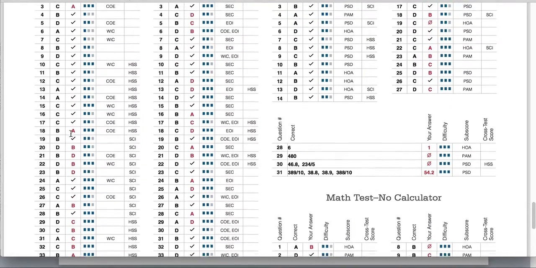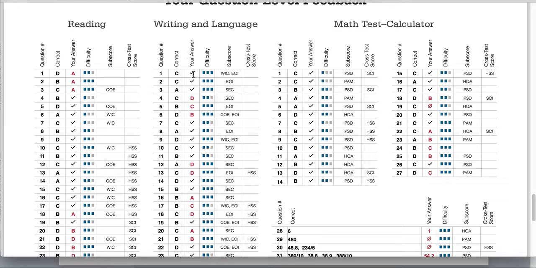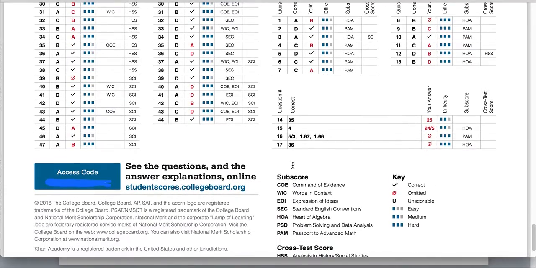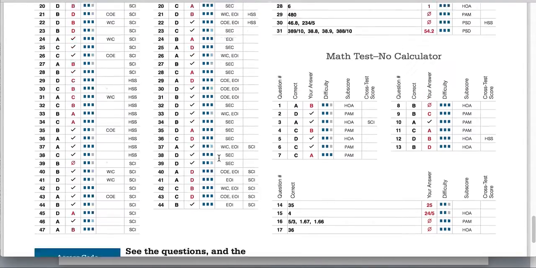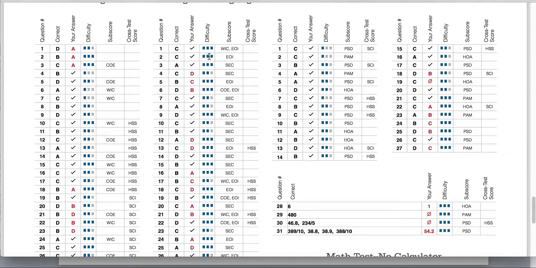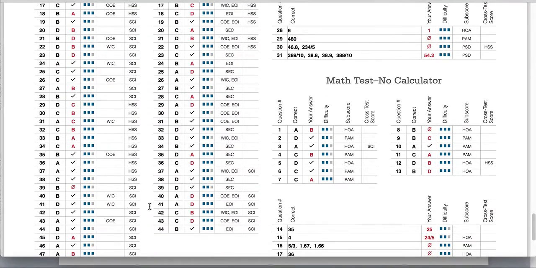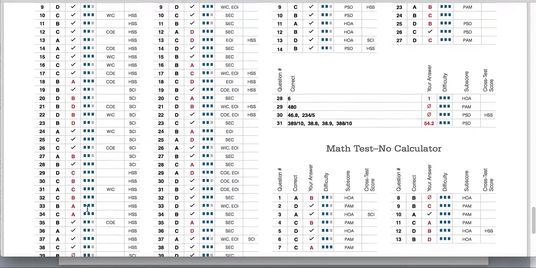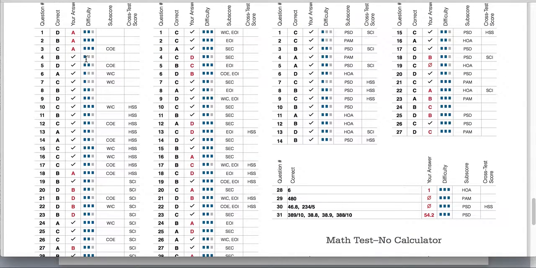Now you can also see in the writing and language section, the same sort of breakdown. And the subscores you can find at the bottom of the page as well. You can do so for math as well. So one thing to note about the math, however, is notice the difficulty with the reading and writing was kind of jumbled, right? You have some hard questions at the beginning, you have some medium questions sprinkled throughout. Sometimes there is an easier question somewhere in the middle. However, in the math, it usually goes easy, medium, hard.